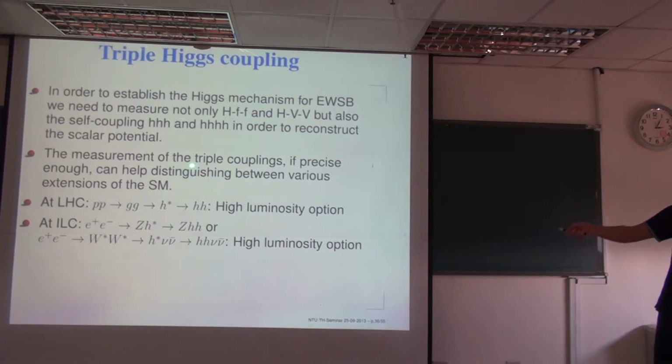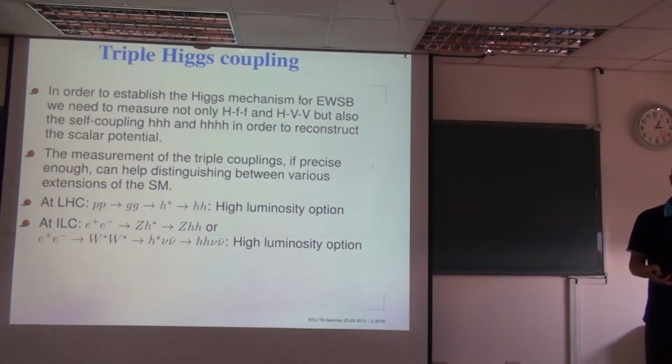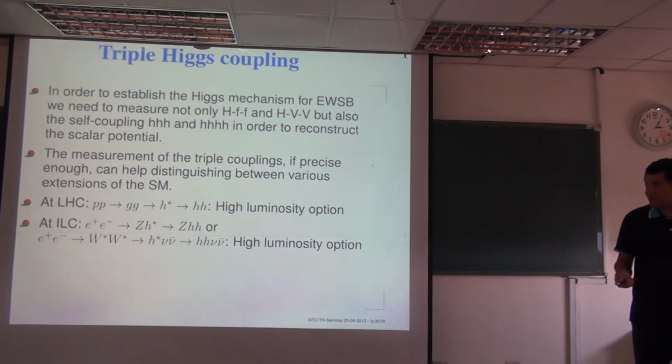This is needed in order to reconstruct the scalar potential. And if the measurement of this triple coupling is precise enough, it could also give some information on a lot of new physics models, and it could be used to distinguish between various beyond standard model theories.